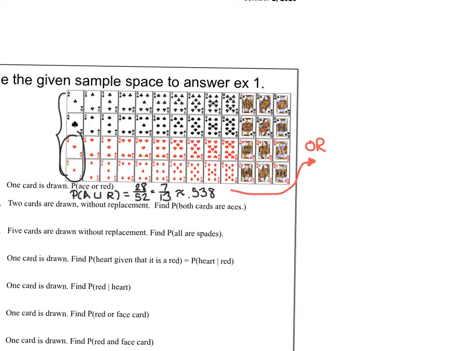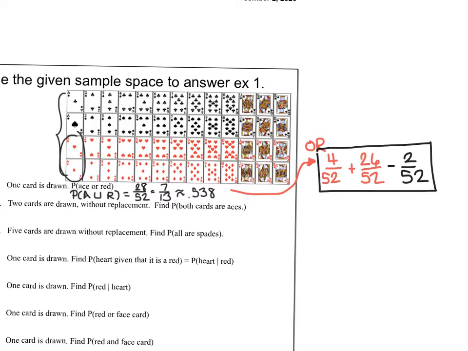So I could have done this by going, okay, probability of an ace is 4 out of 52, which, yeah, I know it reduces, but I need common denominators with fractions for addition and subtraction. Plus 26 out of 52, but then I have to remember to subtract my overlap, which was 2 out of 52. Okay, so we're going to put this in a more formal language with an actual rule here, but I think it's conceptually pretty easy to understand.